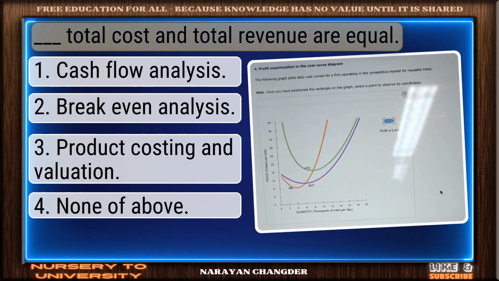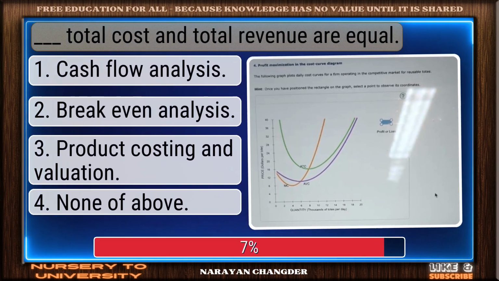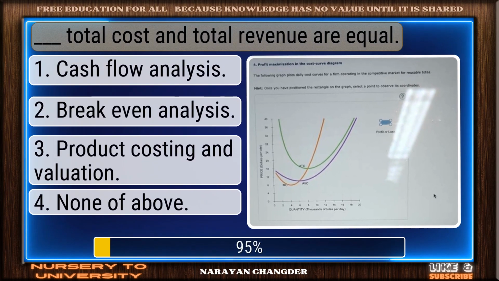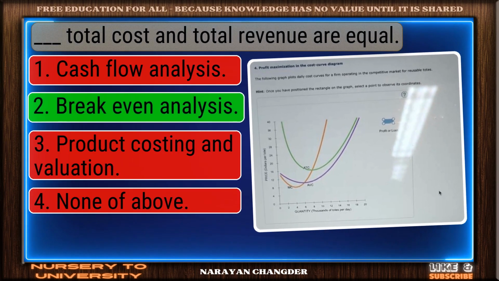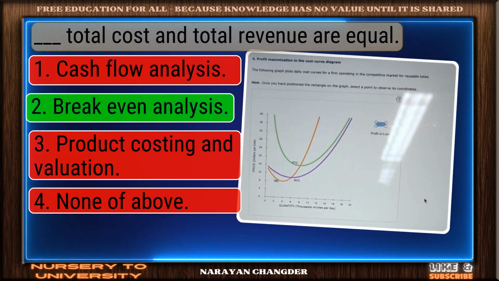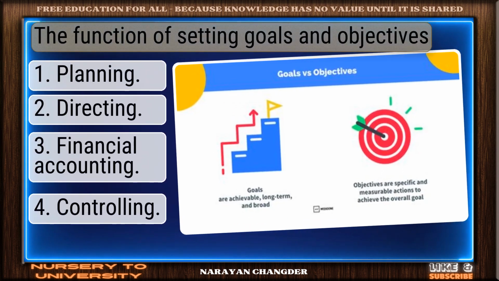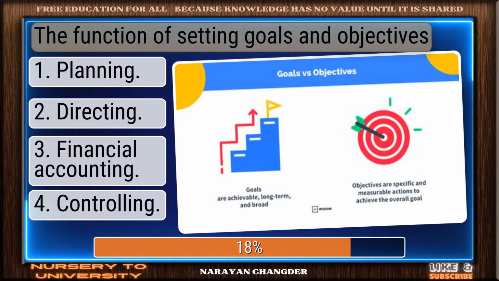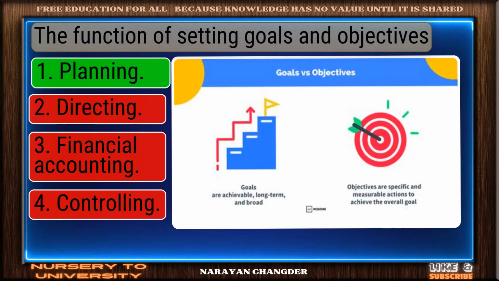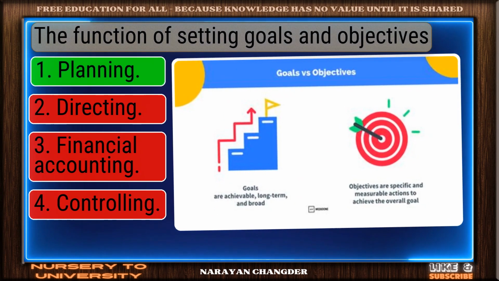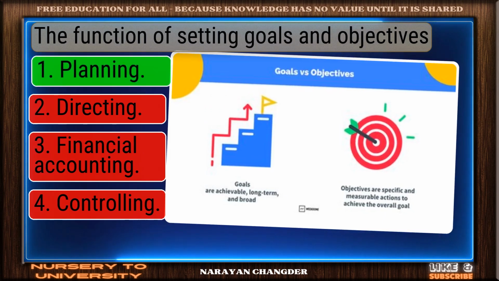Dash total cost and total revenue are equal. Sharp thinking. Break-even analysis is the right choice. The function of setting goals and objectives. Exactly. Planning makes sense and it is the right choice.